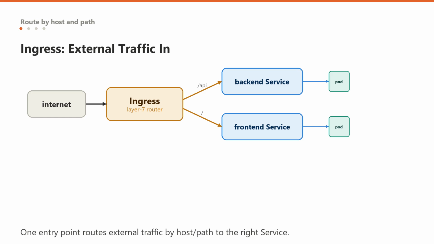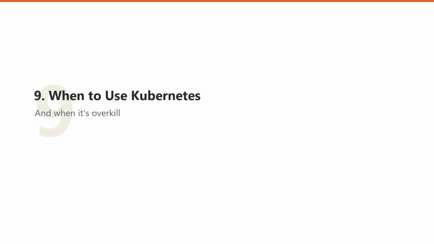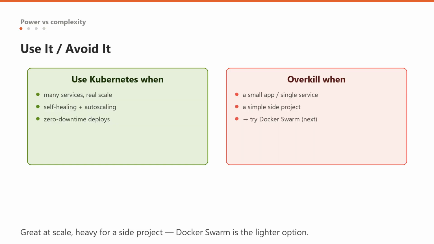So requests to shop.com/api go to the backend service, and everything else goes to the front-end service, all through one entry point with one place to manage TLS certificates. Ingress is the front gate of the whole cluster. Concept 9: When to use Kubernetes. So, when should you reach for Kubernetes?